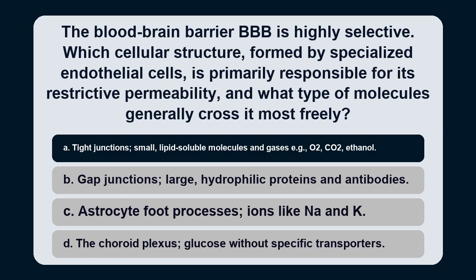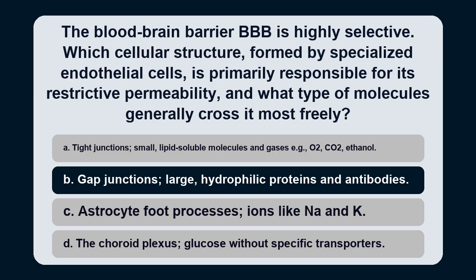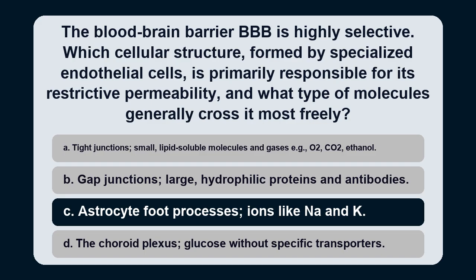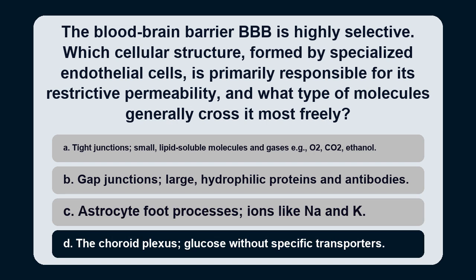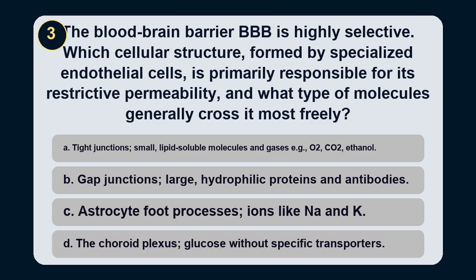Option A. Tight junctions, small, lipid-soluble molecules and gases, e.g., O2, CO2, ethanol. Option B. Gap junctions, large, hydrophilic proteins and antibodies. Option C. Astrocyte foot processes, ions like Na and K. Option D. The choroid plexus, glucose without specific transporters.